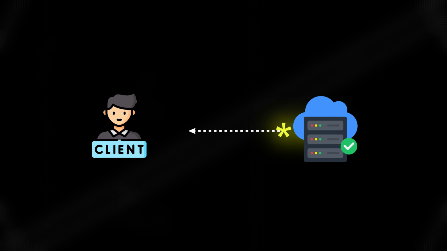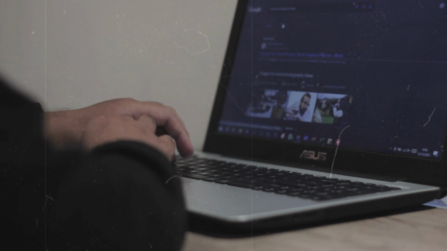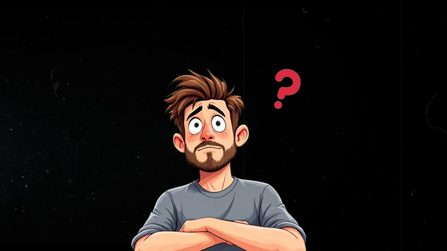So first, what exactly is an HTTP status code? It's just a 3-digit number that comes back from the server whenever you try to open something online. Let's see what actually happens.